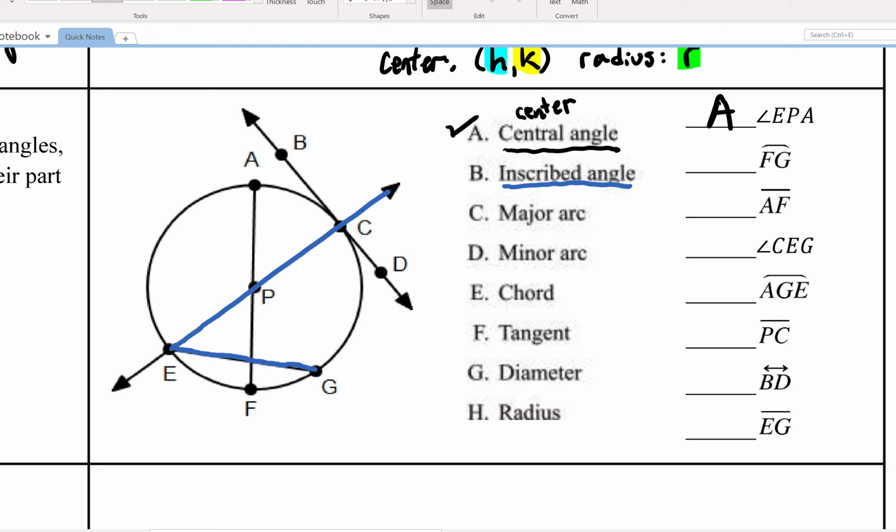And so the center of that angle, the vertex of that angle, would have to be E. So look at angles. This one, no. E right here. Okay, so that's it. B is right there.